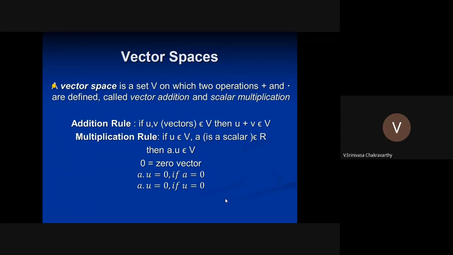So we define a zero vector, with a capital zero. Then A dot U is 0 if A is 0, and A dot U is the zero vector if U is a zero vector. So if you multiply the zero vector with any scalar, you get the zero vector. If you multiply any vector by the scalar 0, again you get the zero vector. So that's what it says. You basically have the addition rule, the multiplication rule, and a couple of operations related to the zero vector.